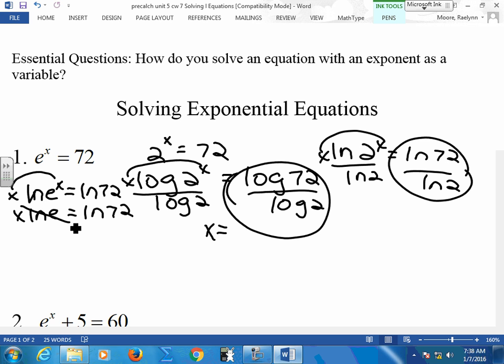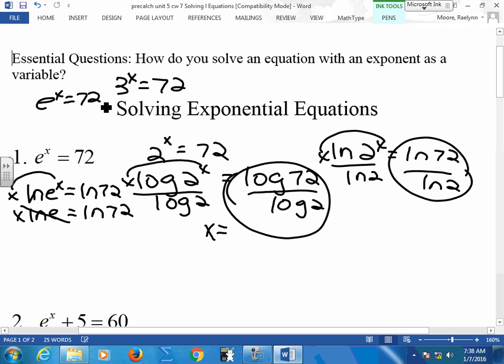I was just showing you. If I showed you with base e, I didn't want you to get confused. So I showed you with a base 2. I could also put a base 3 in here. I could also put a base 10 in there. I could also put a base e in there. So I wanted you to see whatever the base is, the exponent still needs a log to bring it down.